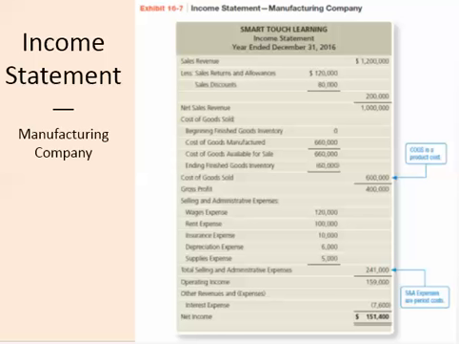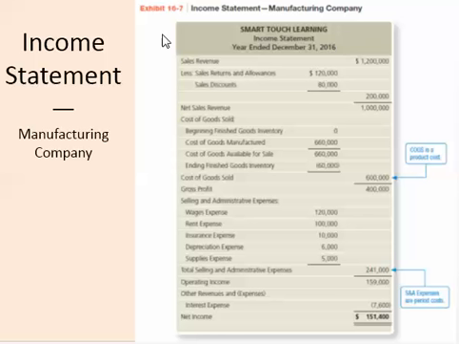Okay, so now that we've learned about the different types of costs that manufacturing companies incur, we can look at the calculation for their cost of goods manufactured, the cost of their manufactured goods. Okay, so here's a basic income statement for a manufacturing company.